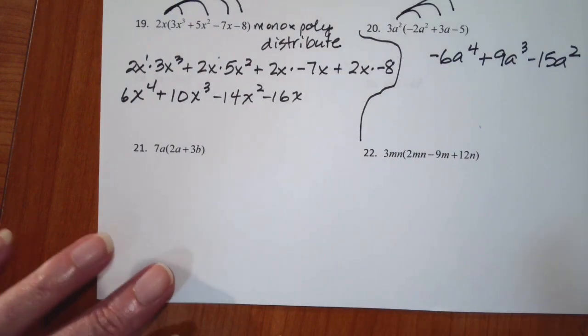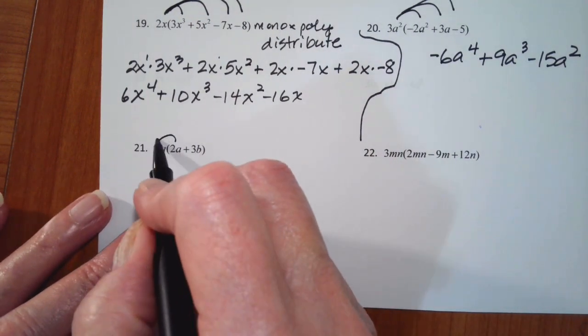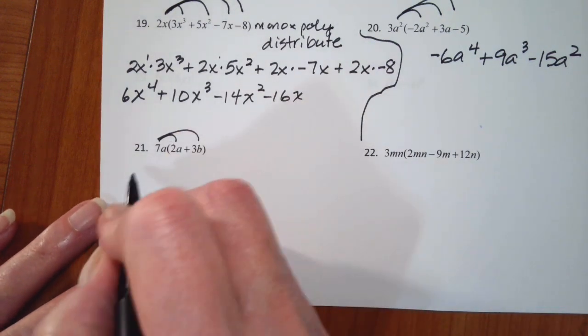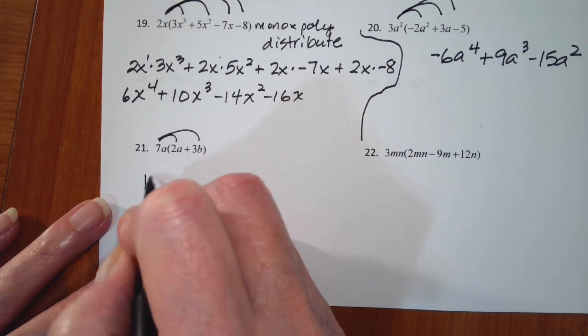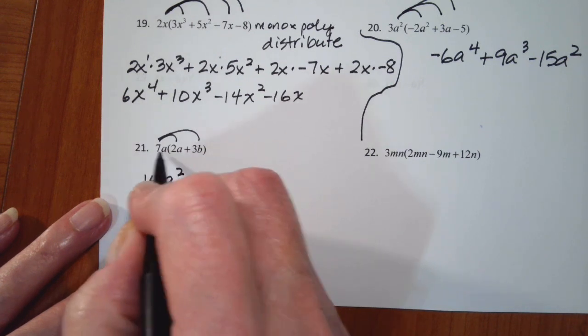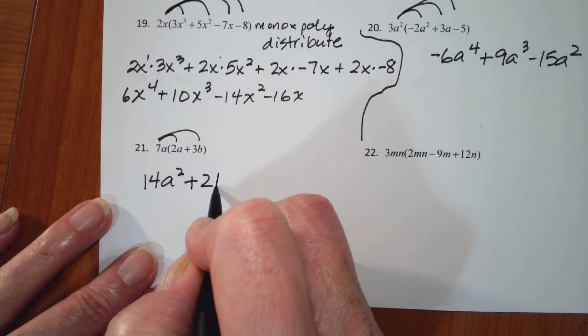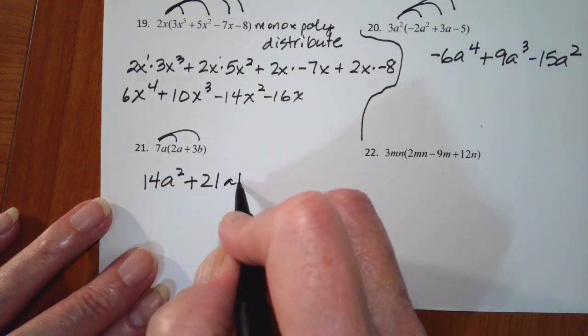Okay, now if I have multivariables, it's the same process. I just have to be really careful about how I write this. So 7a times 2a gives me 14a to the second. 7 times 3 gives me a +21. A times b is ab.